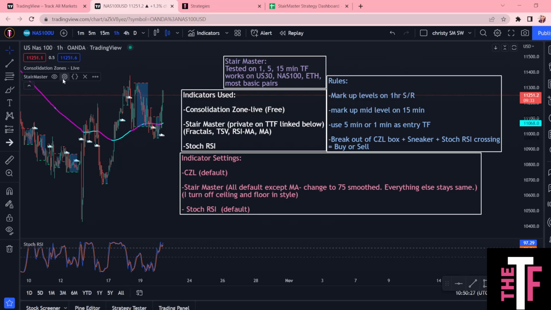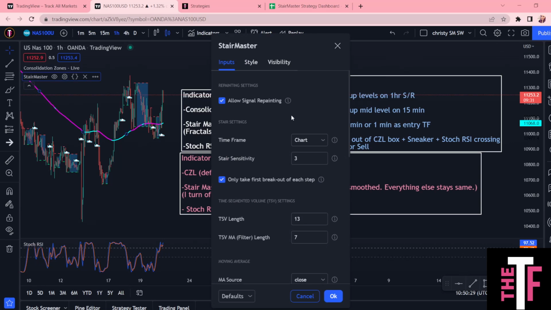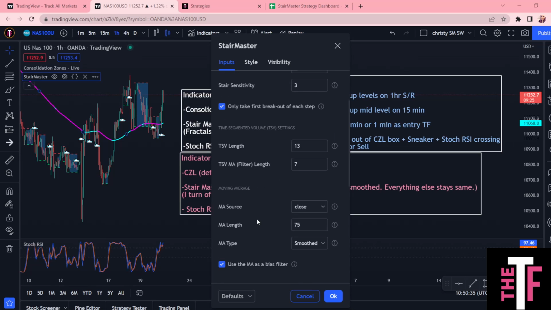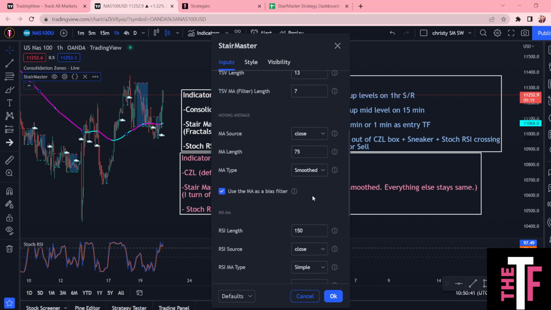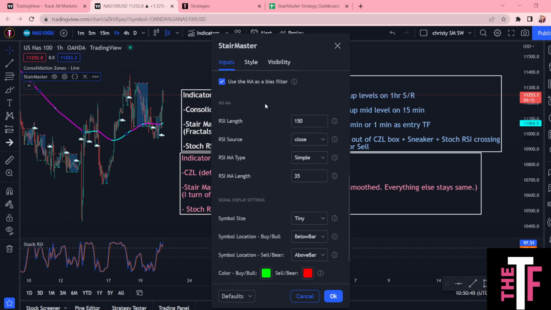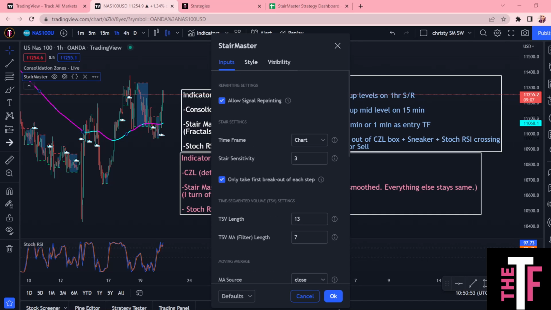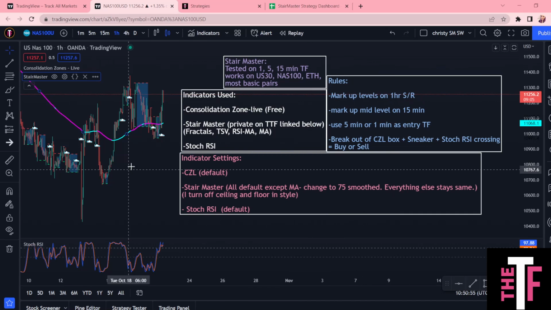When you're looking at your settings for that, you are going to potentially have to play around a little bit. But your fractals, you would probably want to set to 3. That would be a stair sensitivity. Your TSV, we keep default, so it's 13 and 7. Your MA source, you're going to make it 75 and smoothed. And then your RSI MA, we use a 150 and closed simple 35. And that should be what you would need in order to be able to mimic it similarly enough.